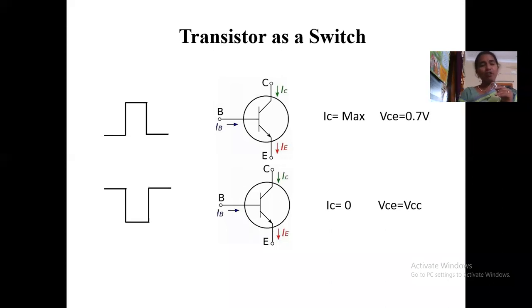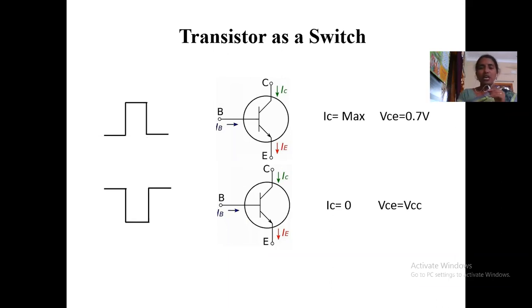Similarly, for the negative half cycle of the input signal, the transistor enters the cutoff state, because the base to emitter junction is reverse biased and the collector to emitter is reverse biased. Due to the cutoff state, the current flowing through the collector to emitter terminals is zero, and the voltage between collector and emitter is whatever we give to the collector, that is VCC. So VCE is equal to VCC.